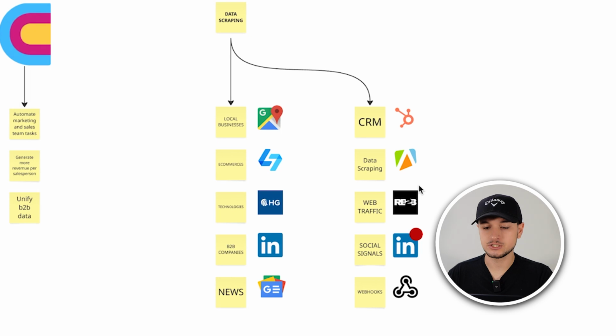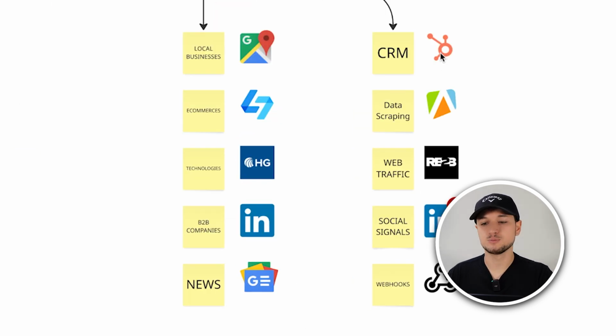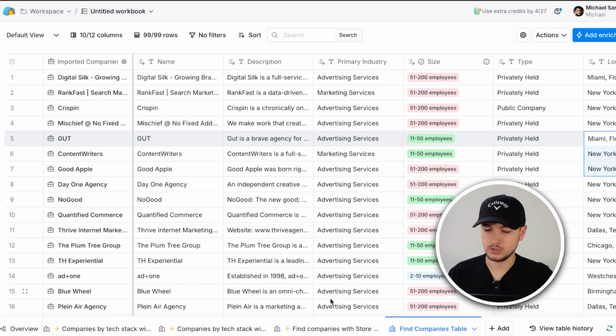Next, we have a lot of things actually. We can have Google News, you can have HubSpot. If you have a CRM on Clay, you can actually connect the CRM.